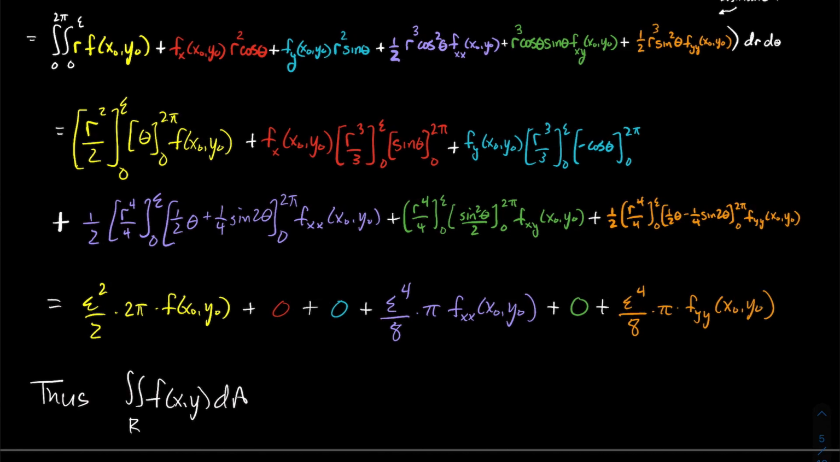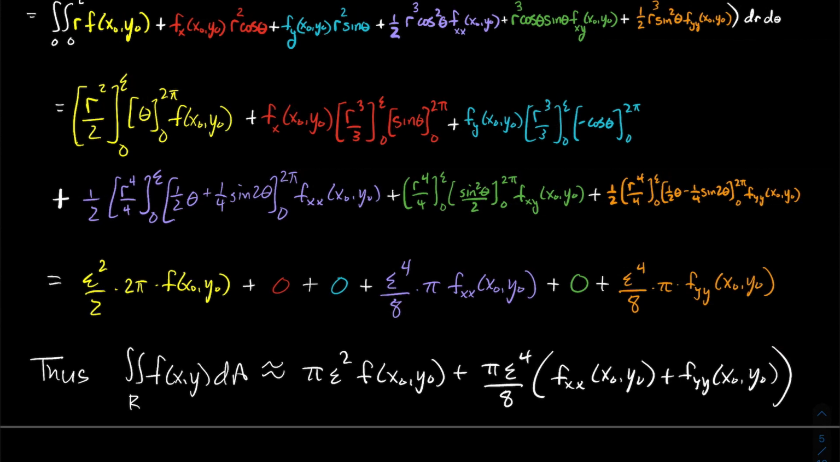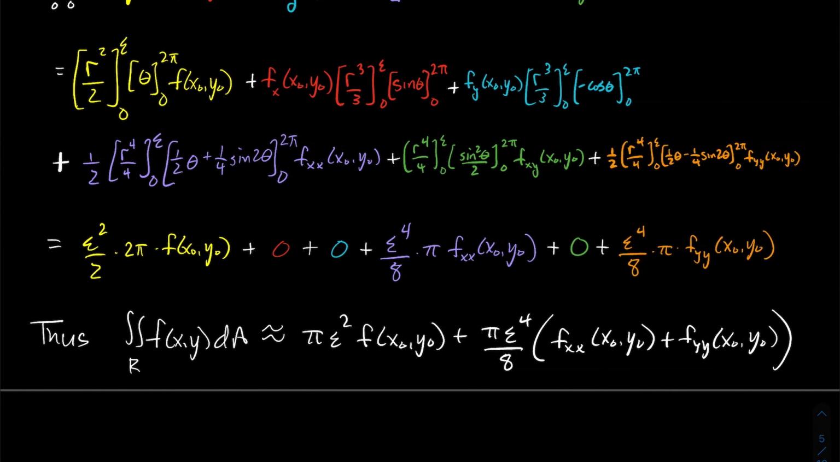If I clean this up a little bit, we just said that our double integral of our function over this little disk R is approximately equal to pi times epsilon squared times the value of my function at x naught y naught, plus, if I take the purple and the orange, they both have pi epsilon to the 4th over 8. If I factor that out, then I just have the sum of these two second partials with respect to x and y respectively.